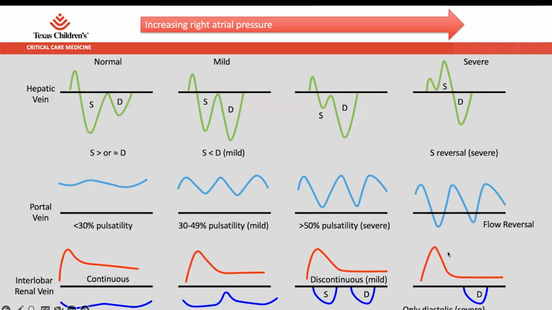The progression of this in the normal sense is, for hepatic vein, as we were just discussing, we normally have this type of morphology. S is usually greater than or at least approximate to D. And as dysfunction progresses, congestion of the right heart, our S wave becomes less prominent and our D wave may become more pronounced. And this can progress through the mild stage of dysfunction. And then in the severe classification, the S wave is reversed, and actually in systole, there's no forward flow through the cava into the RA, rather blood is regurgitated backwards into the hepatic vein.